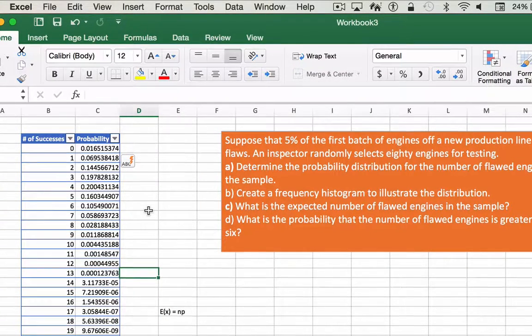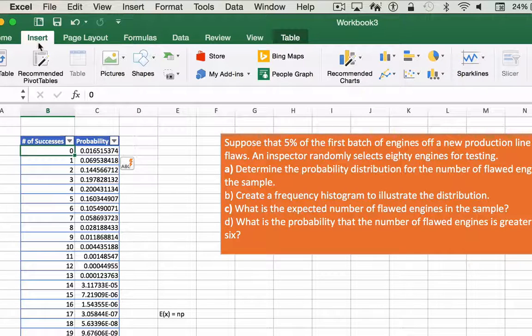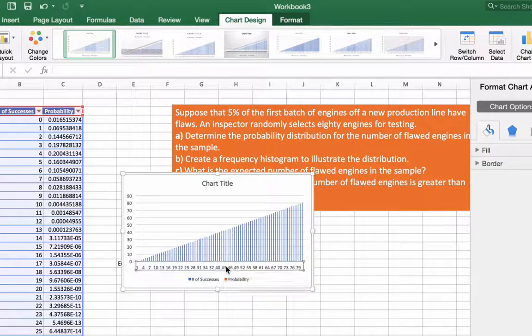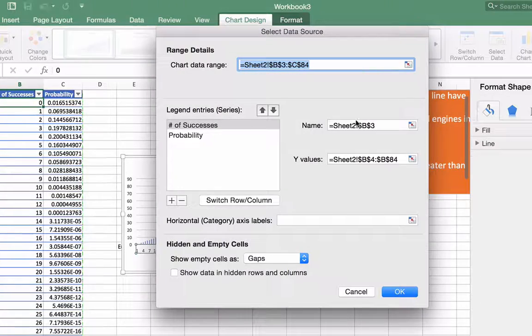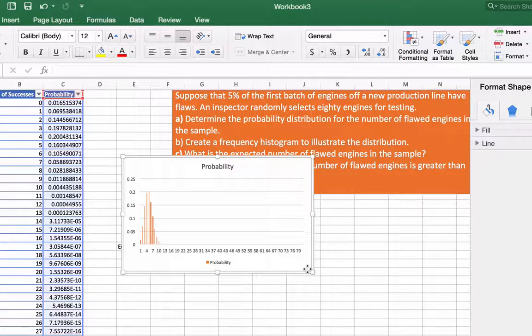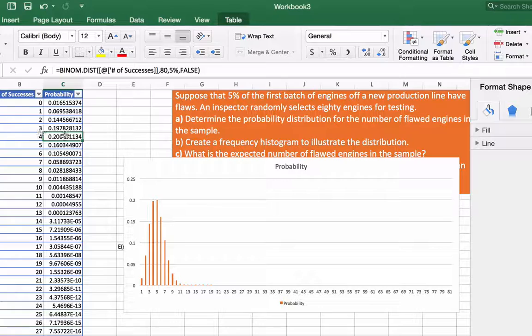And next it said create a frequency histogram to illustrate the distribution. So I'm going to click anywhere in the chart and insert, and I'll select chart. Now again, this is a constant problem when you're dealing with a histogram. So double click and select data, and I want probability to be on the y-axis. So I'm going to remove that from the number of successes and click OK. And so now I've got this frequency distribution, the frequency histogram. You'll notice that we have a peak here that corresponds to 4. It's the fourth point, which is the fifth point, which is actually 4.